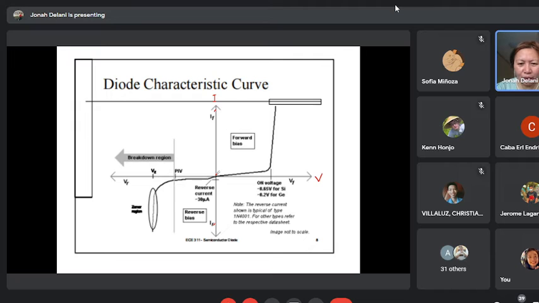So if there is no voltage, diri dapita, no current, zero current, zero voltage. If we increase the voltage, P-type material, dito gibutang ang positive. N-type material, dito gibutang ang negative. We call it the forward bias. Then we increase the voltage slowly.